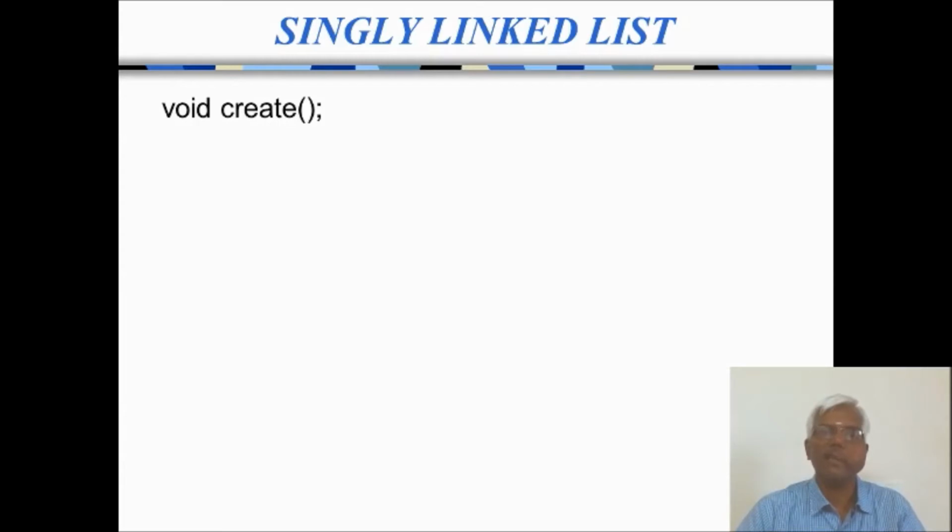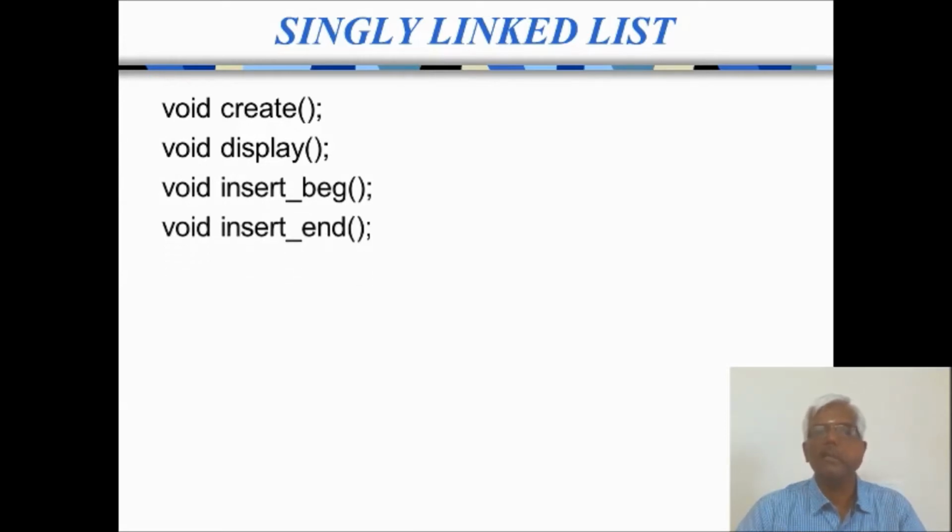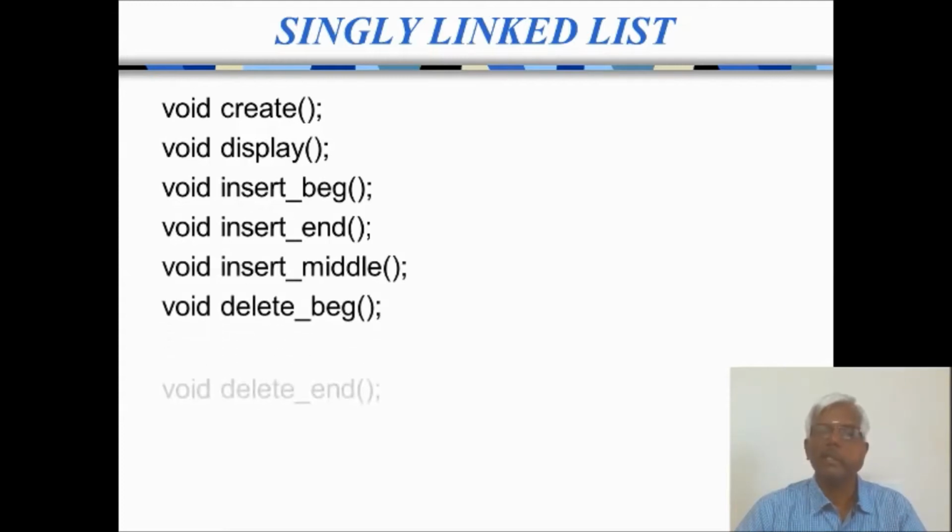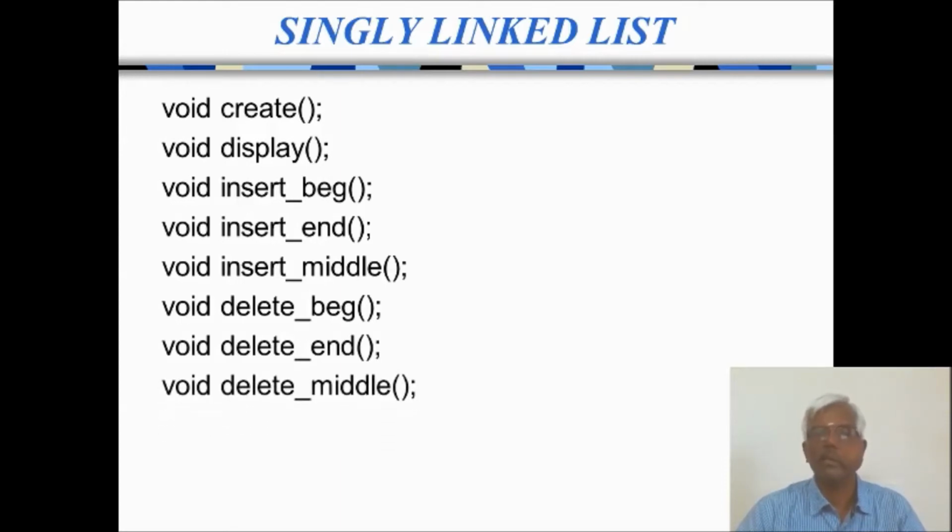Second function is for display, that is, after we create a singly linked list, we have to display all the elements of the linked list. Third one is insert at the beginning. Fourth function is for insert at the end. Fifth function is for insert at the middle. Similarly, for deletion also: delete at the beginning, delete at the end, delete at the middle. So these are all the 8 functions involved in the singly linked list.